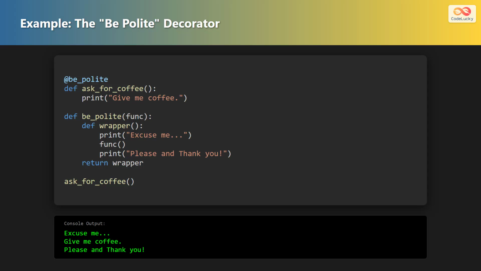Let's see a concrete example. Here we have a decorator called be_polite. Our original function just asks for coffee bluntly, but when we decorate it, the wrapper function takes over. It prints "excuse me," calls the original function, and then prints "please" and "thank you." The result is a much more polite interaction without changing the original function's code.